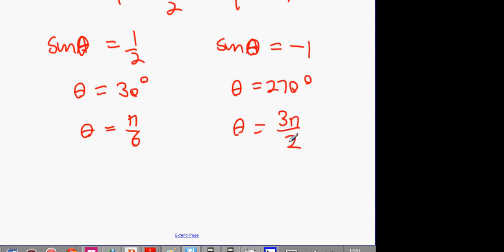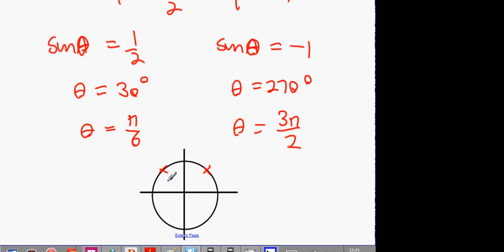Okay? Now, the problem here is, if you remember the circle, okay? What happens is, every single time you complete a full circle, you can still get the same answer of a half. Okay? So when you start off here, your first answer is a half, which is located in here. We also forgot, what else did we forget, guys? We also forgot the second quadrant, didn't we? Because sine is positive in the first and second quadrant. So what's the other answer?